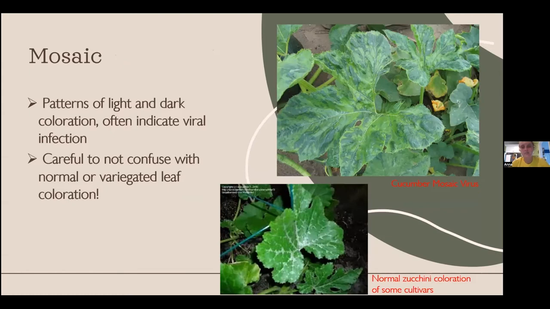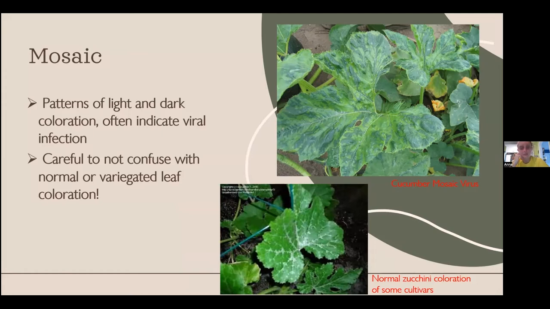Mosaic is another symptom. This is patterns of light and dark coloration. They often are associated with a viral infection. In that top picture, we see cucumber mosaic virus. There are also tobacco mosaic viruses, tomato mosaic viruses. They can be transmitted, in some cases, at least with the tobacco mosaic virus, through infected tobacco smoke. So if you're smoking a cigarette near these plants, they can pick up the virus from that. It can be transmitted in seed. That's why we buy inspected seed a lot, where we know it's been tested for the presence of viruses, so we're not bringing this into our gardens.